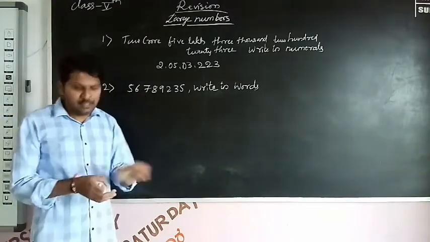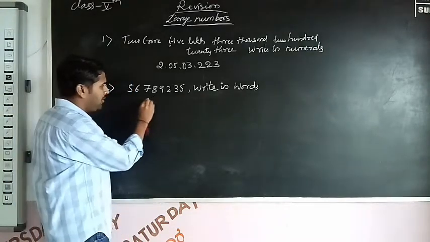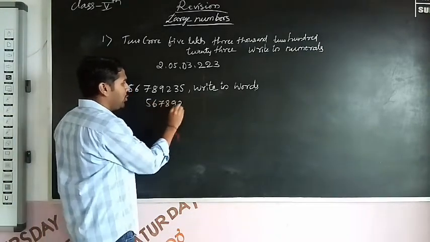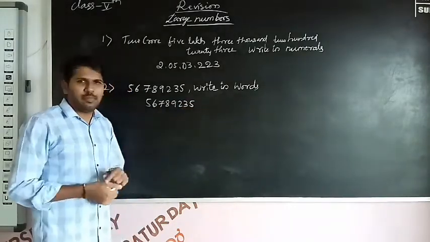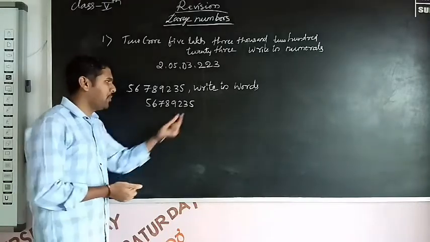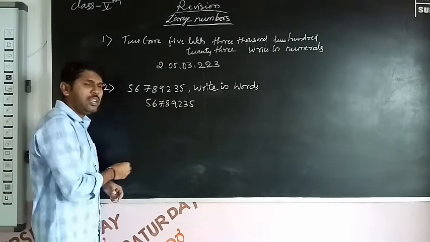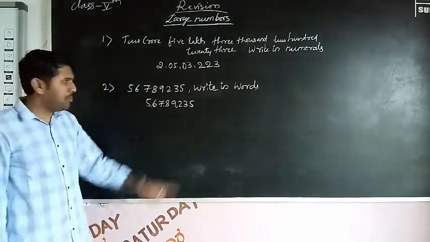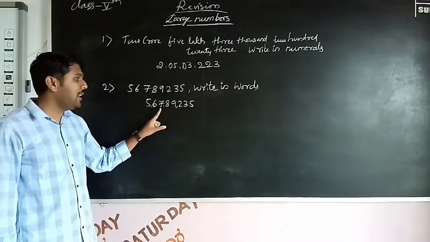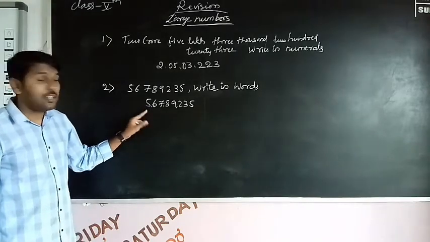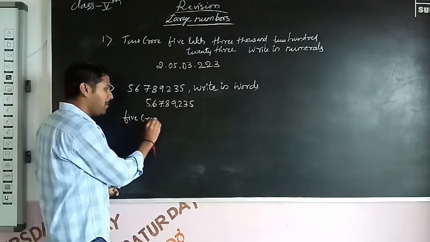So here they have given the numerals. Write in words. How to write that? First write down the number 5, 6, 7, 8, 9, 2, 3, 5. Any one system, international or Indian; try to write it in the Indian system. Here the first comma comes after 3 digits, next after every 2 digits. So what is that number? Ones, 10, 100, 1000, 10,000, lakh, 10 lakh, crore. That is the crore place. What is that number? 5. That is first 5 crore.